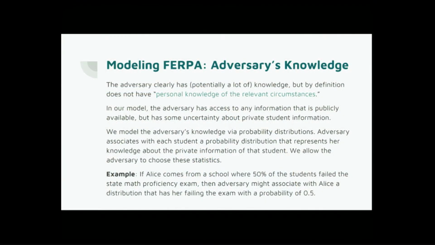The adversary can have both high-level knowledge, such as knowledge about the demographics of the school, as well as insider knowledge about specific individuals in the local community. So what we take from this is that the adversary clearly has potentially a lot of knowledge, but by definition does not have personal knowledge of the relevant circumstances. In our model, this means the adversary has access to any information that's publicly available, but has some uncertainty about private student information. And we can model this knowledge using probability distributions. The adversary associates with each student a probability distribution that represents her knowledge about the private information of that student. And we allow the adversary to choose these statistics, thereby strengthening the model. For example, if Alice comes from a school where 50% of the students fail the state math proficiency exam, then the adversary might associate with Alice a distribution that has her failing the exam with a probability of 0.5.